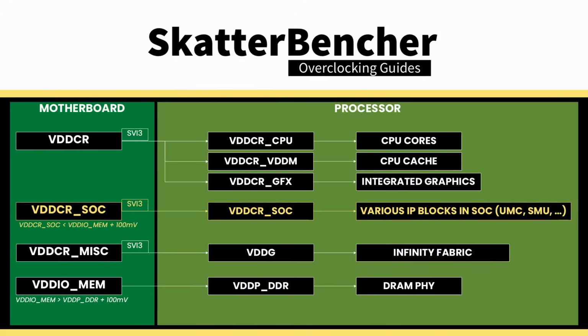The VDDCR SoC voltage rail provides the external power for multiple internal voltage regulators on SoC for the various IP blocks, including the memory controller. The VDD-IO MEM voltage rail is related as it provides the external power for the VDD-P DDR5 bus signaling.